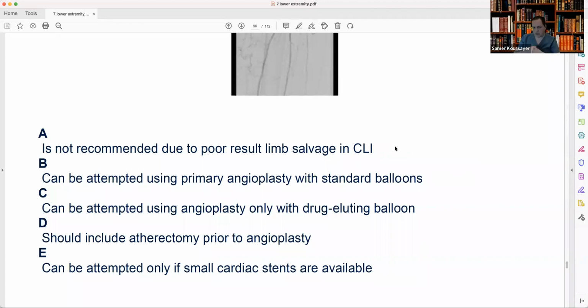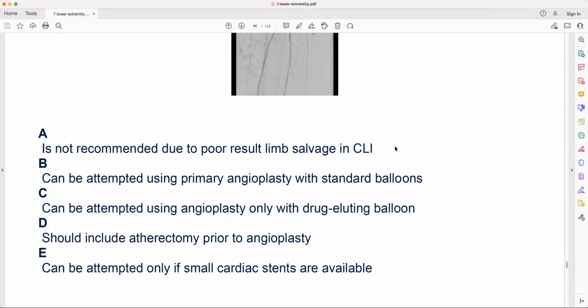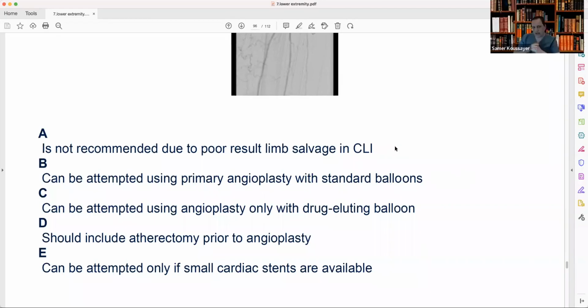The reason we use atherectomy in our hospital is that until now we don't have really strong data to tell us atherectomy gives a better patency than a regular balloon or drug-coated balloon. Okay, what is the last one?